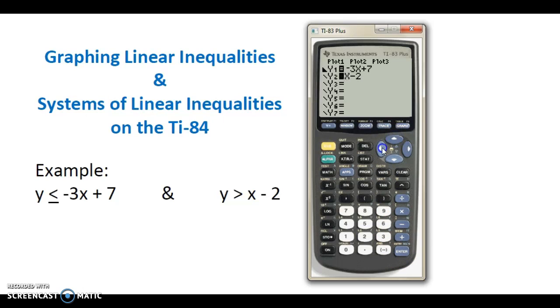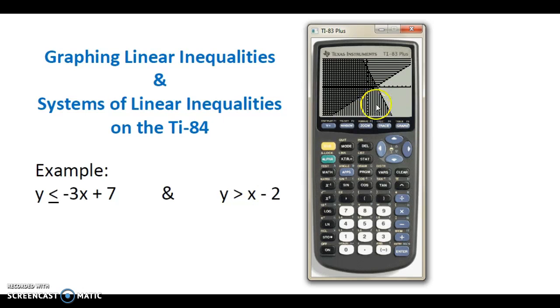Then I'm going to arrow back up over to the left of the y2. In this case, it's greater than, so I want the arrow that points up. So I enter once, fat line, enter twice, I have my arrow pointing up. The only problem with this is I'm always going to get a solid line, so I can't tell the calculator to give me a dotted line for this inequality. It's going to give me a solid line. Then when I hit graph, there's my system.